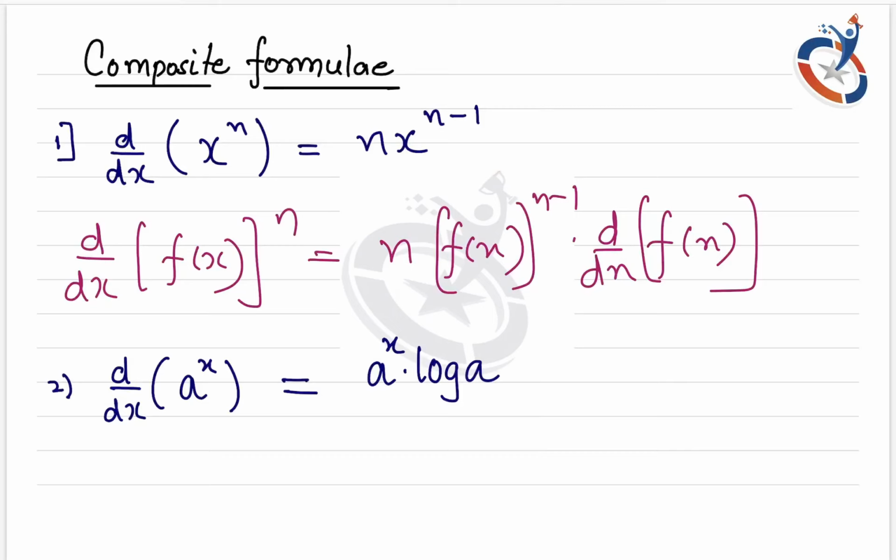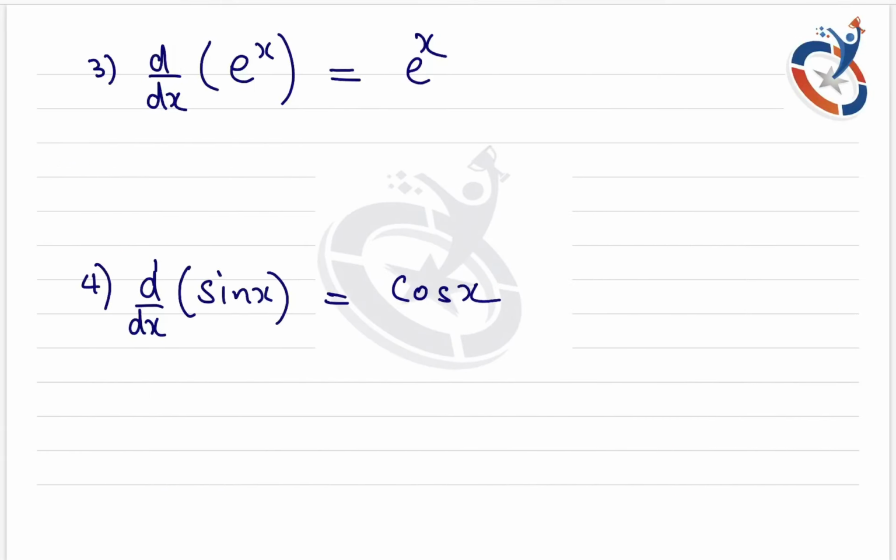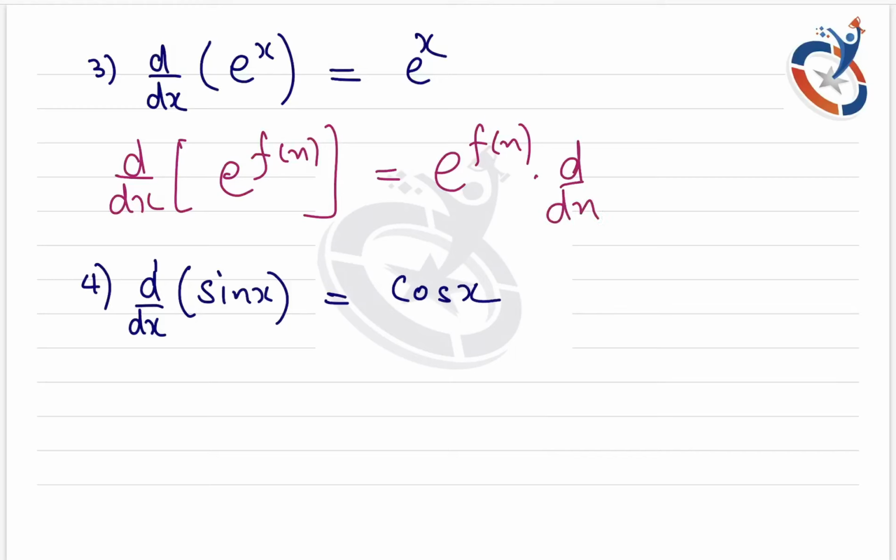The second formula is the derivative of a raised to x. Now the derivative of a raised to x is a raised to x into log a, right? Again for composite, instead of x you keep f of x. So the derivative of a raised to f of x will be a raised to f of x into log a into the derivative of f of x. Clear? So learn the formulas this way. The third formula is the derivative of e raised to x, which is e raised to x. So the composite formula becomes: derivative of e raised to f of x will be equal to e raised to f of x into the derivative of f of x.